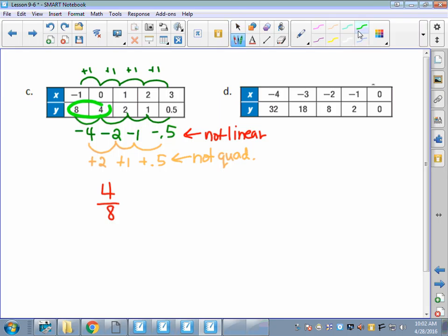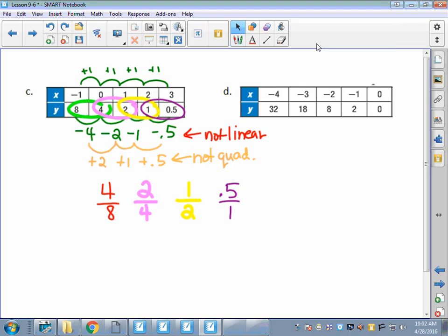And then I'm going to set up another one. I'm going to set up a 2 over 4. And then I'm going to set up another one. I'm going to set up a 1 over 2. And I might as well set up one more, right? A 0.5 over 1. Are all of these things equal?